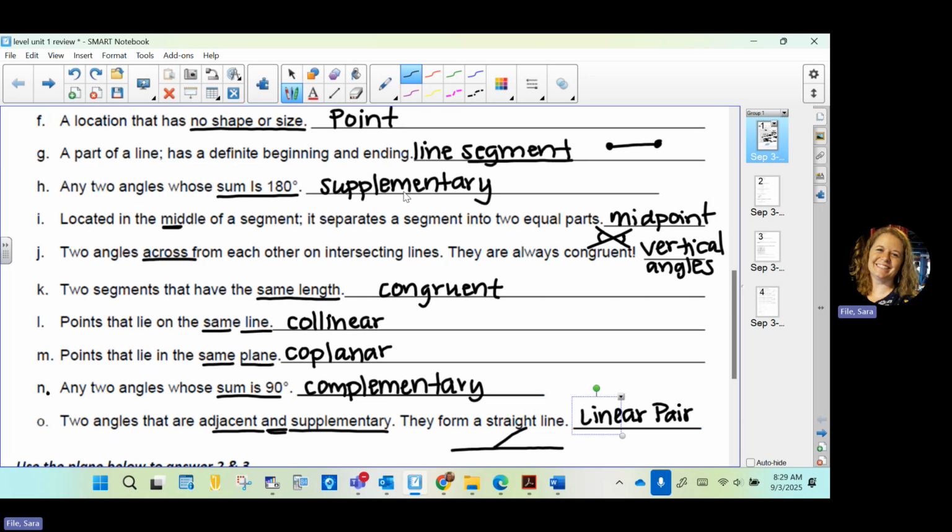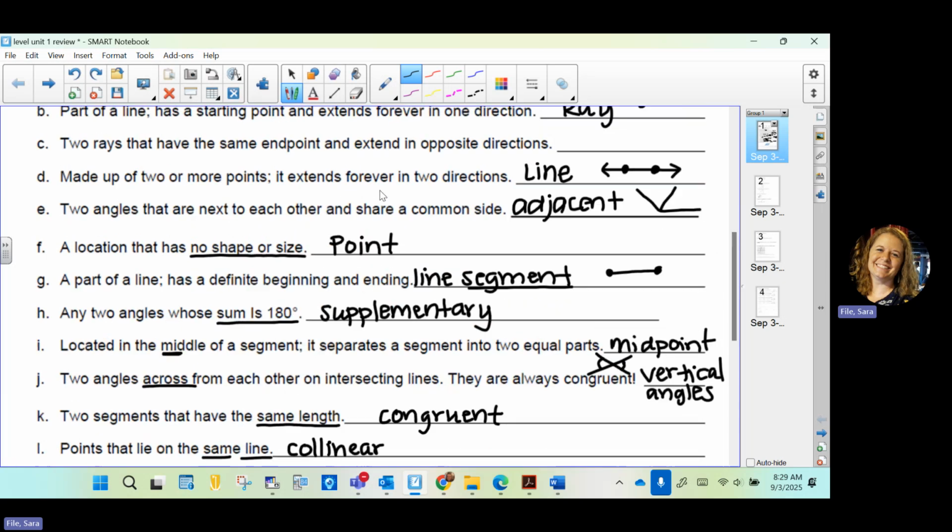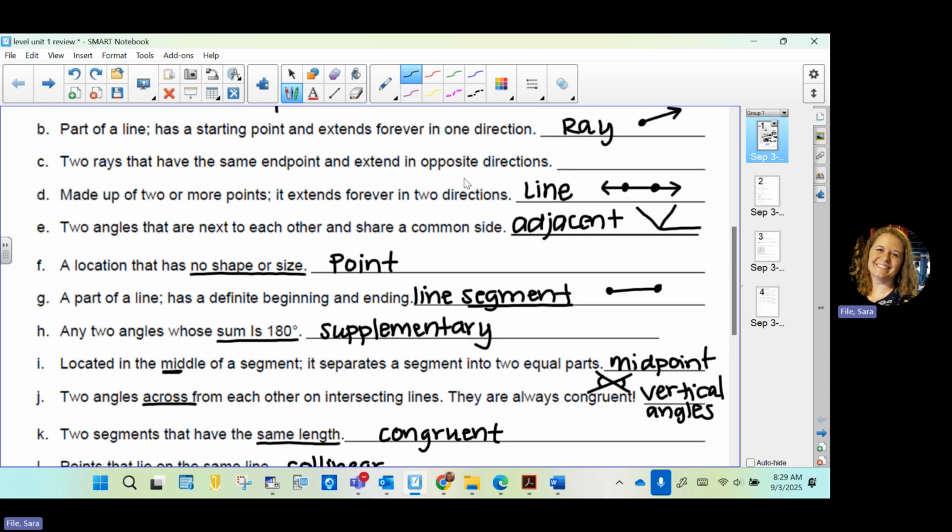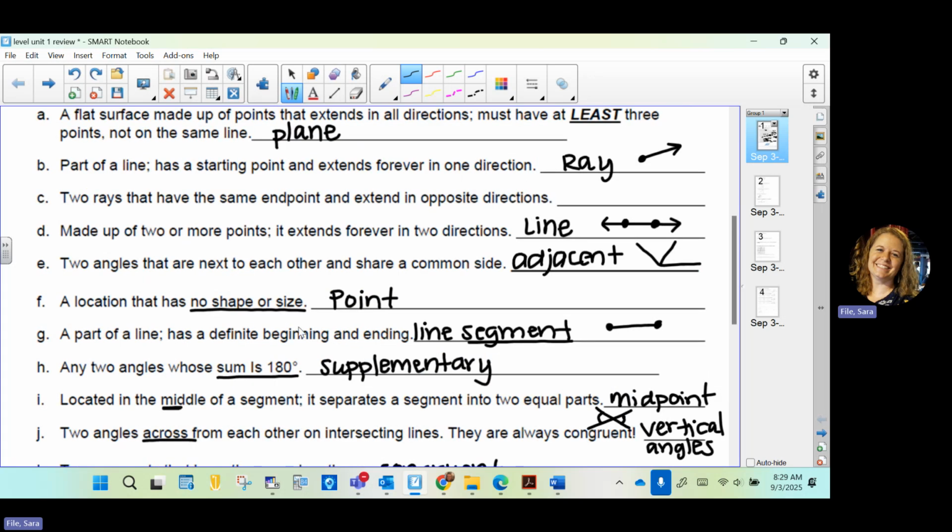Now the one that I skipped, some of you may have gotten it, some of you may not. The reason I skipped it is because I actually don't like that it says opposite direction. I'm actually going to fix that. Two rays that have the same endpoint just have to extend in different directions. I'm going to change that to different directions, because opposite is like a line; these extend in opposite directions. That's what makes it a line.